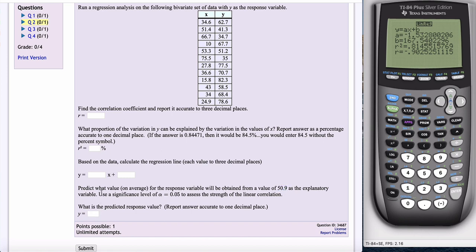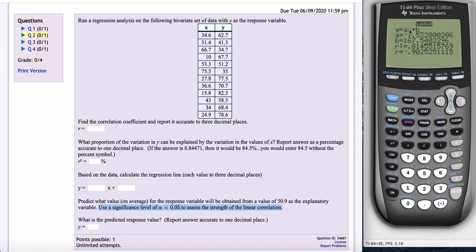It's worth pointing out they tell you a significance level. They tell you a bunch of stuff that we haven't learned in our class. Just completely ignore that sentence right there. So you're doing 4 of the things that we learned. Actually, I think all 4 come out of this screen right here. Something to be careful of, R squared, they want it to be quoted as a percentage.